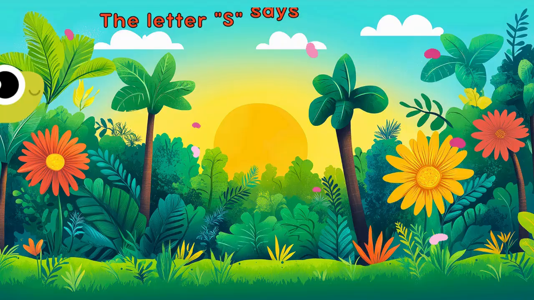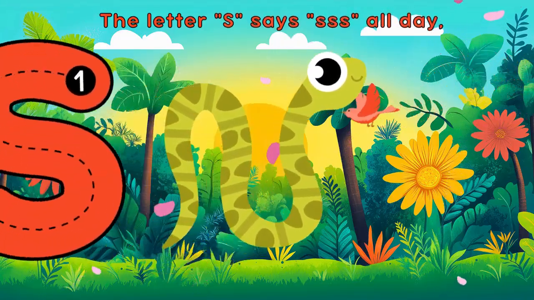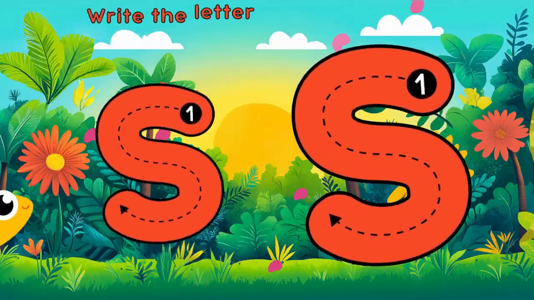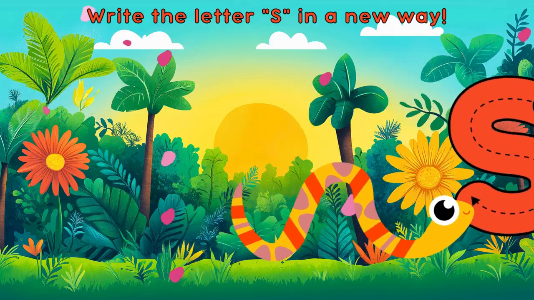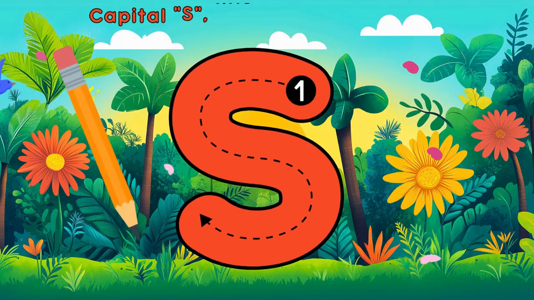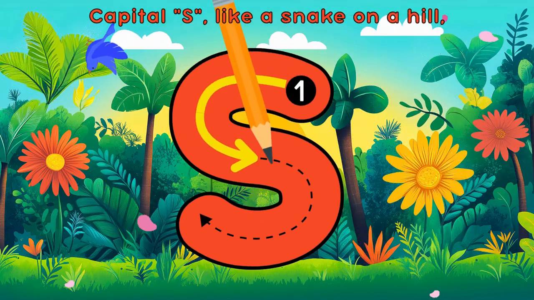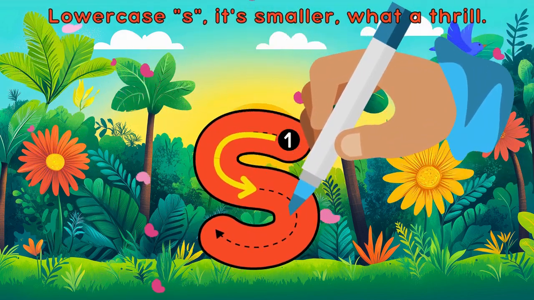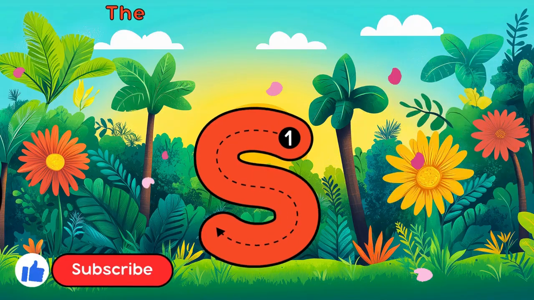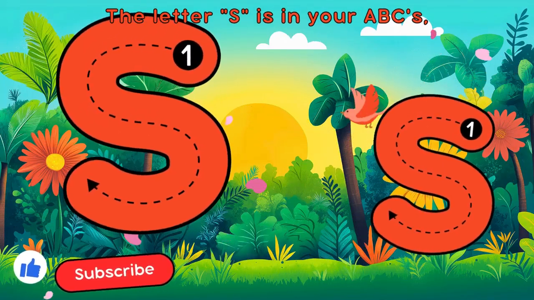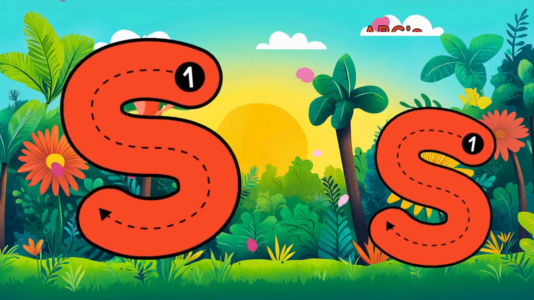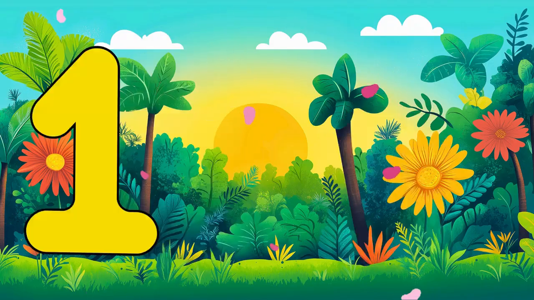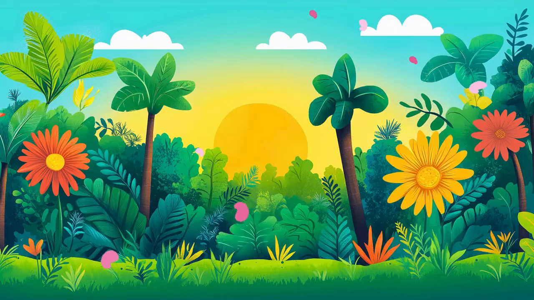The letter S says S all day. Write the letter S in a new way. Capital S like a snake on a hill. Lowercase s, it's smaller, what a thrill. The letter S is in your ABCs. Let's sing it together, 1, 2, 3.